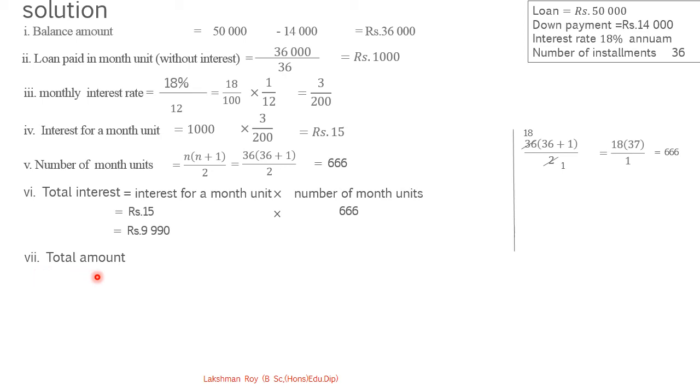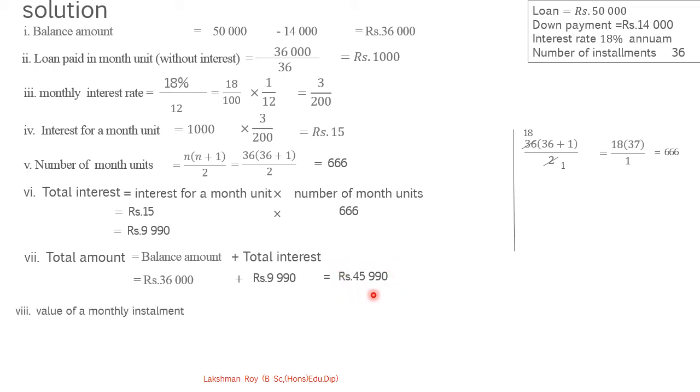Then Roman number 7 asks for the total amount. The total amount means the loan balance, to which you have to add the total interest, right? You can see here the balance amount is 36,000 and the total interest is 9,990. If you add those two, you get 45,990. So that is the total amount to be paid within 36 installments, right?